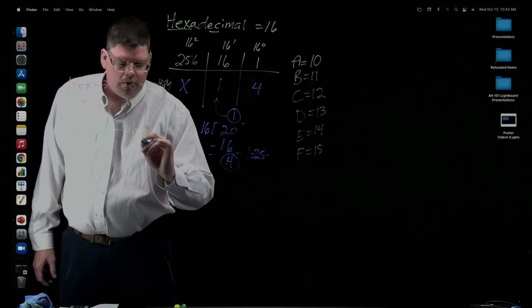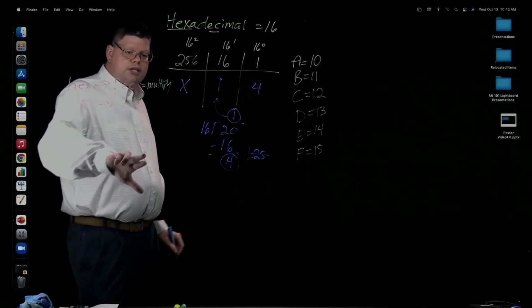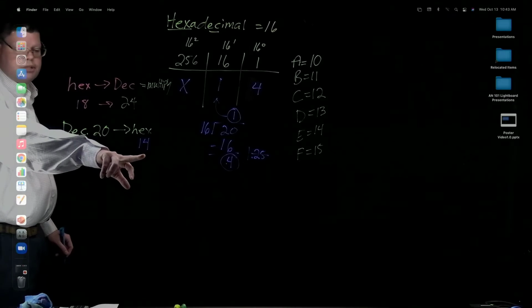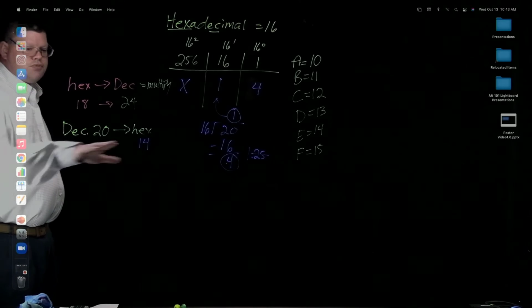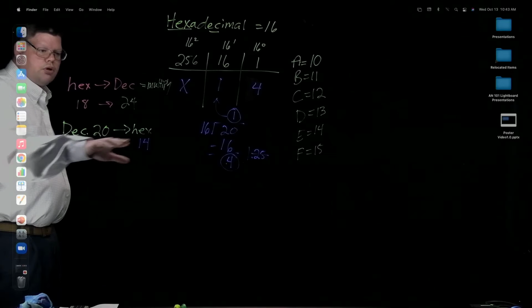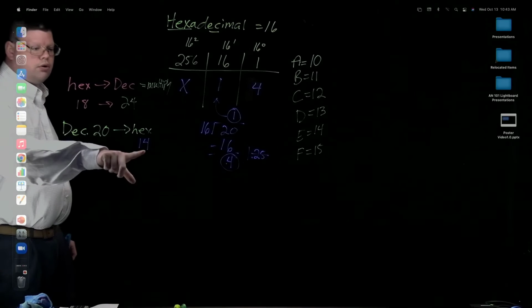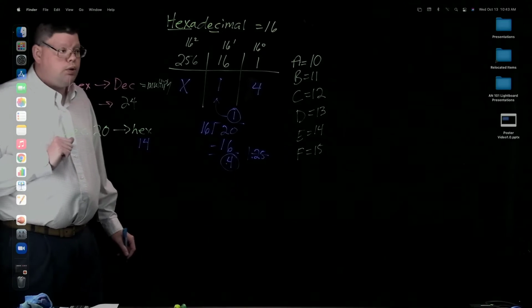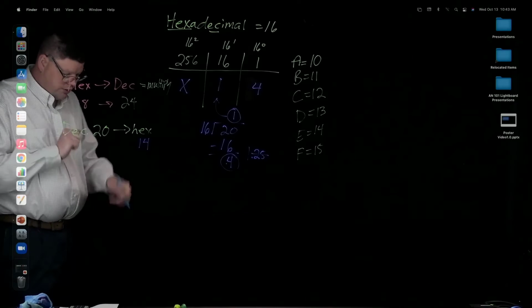So in hex, the decimal number 20 is represented as 14. I'll step over to the side so you can see it. It's represented as 14. Remember, we went from a small number system to a larger number system, so the number will get smaller, and it did do that, so that's a quick way that you can check for it.